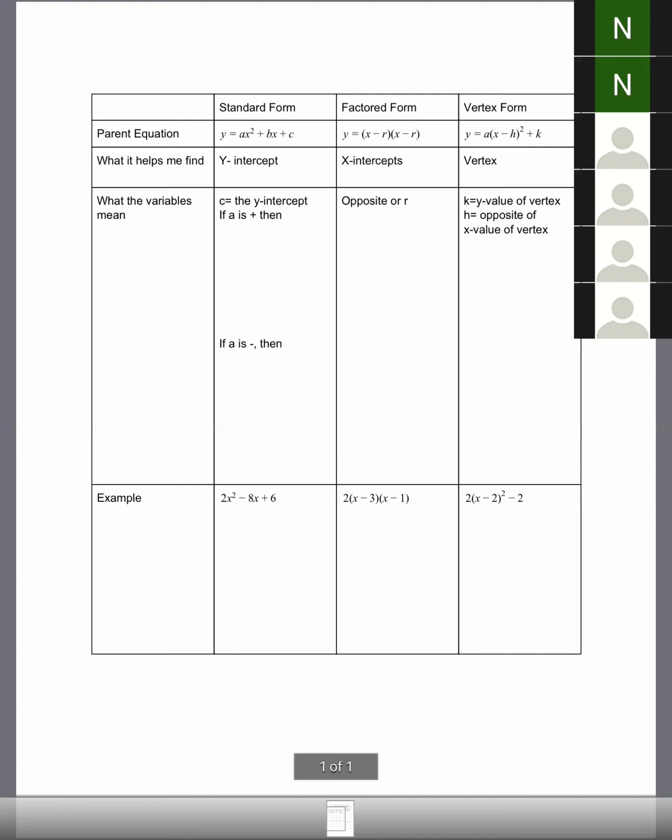So these notes are talking about the different forms of quadratics that you can see. Now, you've seen standard form and factored form already a lot more often. But we haven't really spent very much time with vertex form. Now, standard form is really helpful for us because it helps us find our y-intercept, okay?